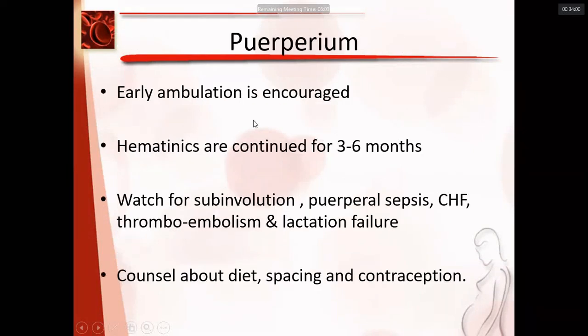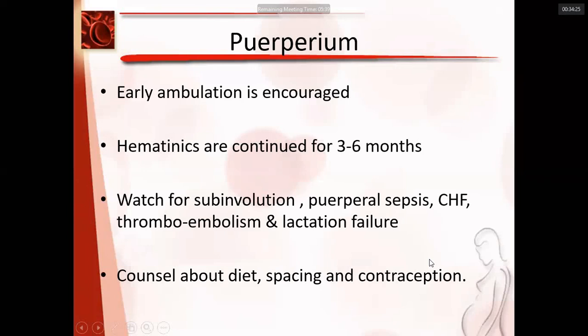In the puerperium, early ambulation is encouraged to prevent thrombotic complications. Hematinics or iron are continued for a further 3 to 6 months. We have to watch for subinvolution, signs of puerperal sepsis, heart failure, thromboembolism, and even lactation failure. We must counsel about proper diet. Spacing is very important, as well as contraceptive advice.